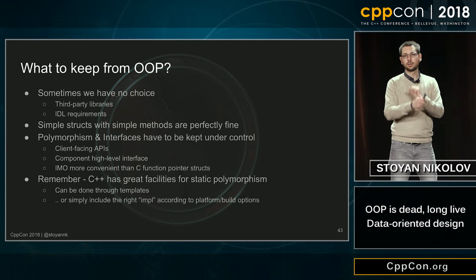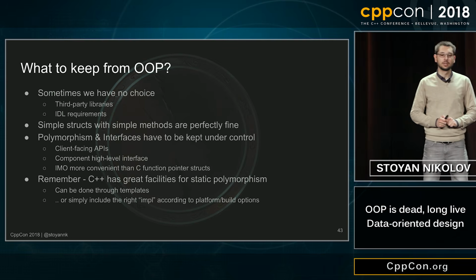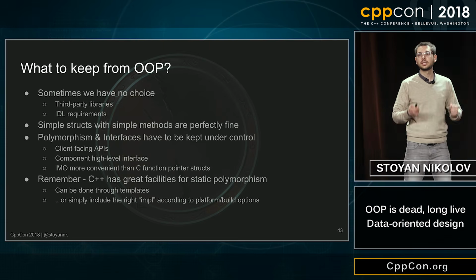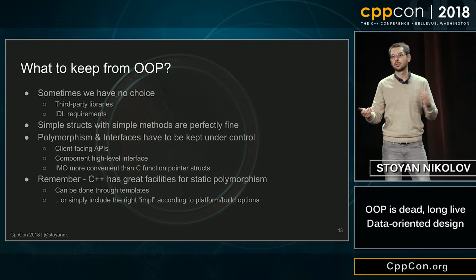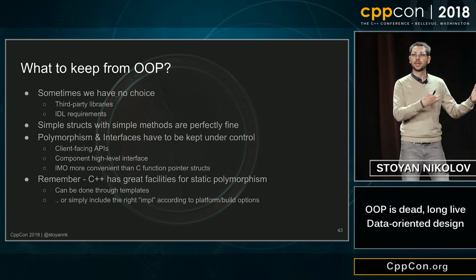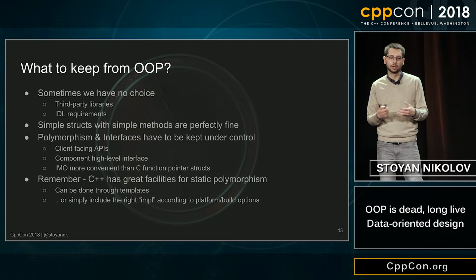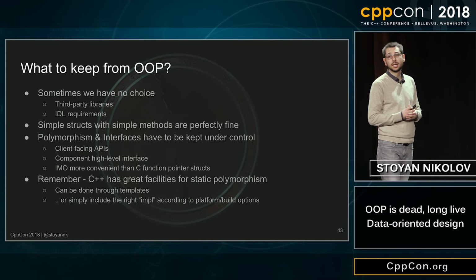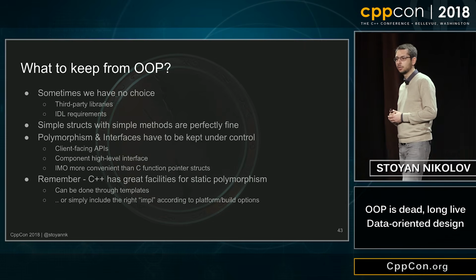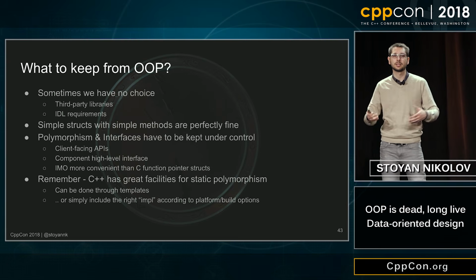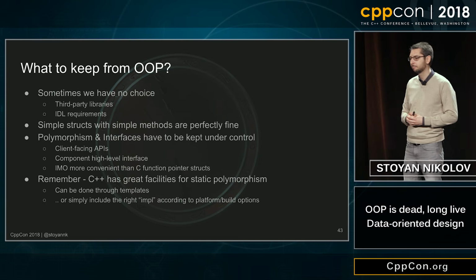So should we get rid of object-oriented programming altogether? I don't think so. It is a tool as well. It has its place in our code bases. And yeah, it's the antithesis of my title. But sometimes we have no choice. You might be using third-party libraries that use object-oriented programming, so you're out of luck. You might have API requirements that make you need to use object-oriented programming.